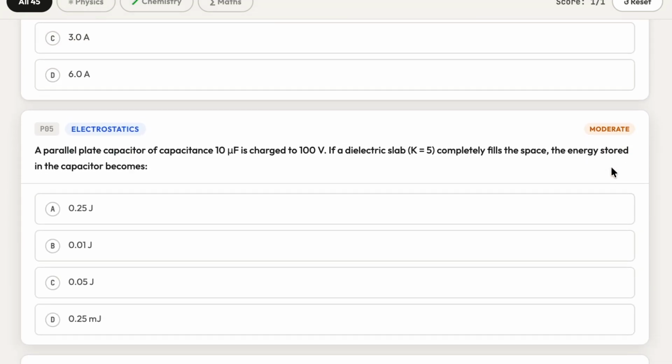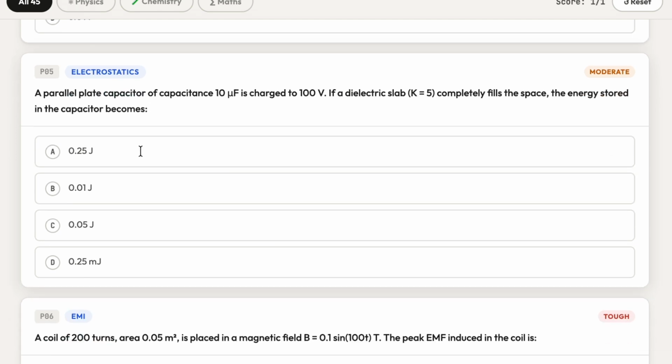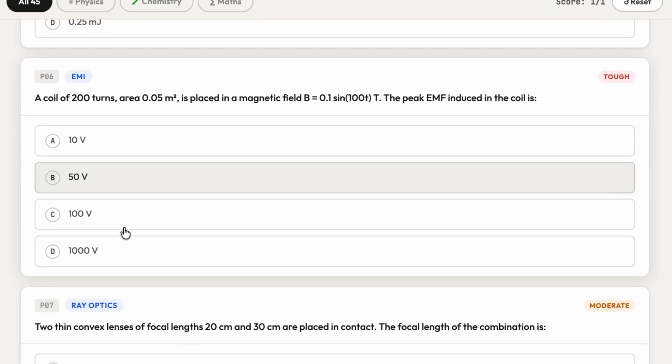Next, if we move ahead, you will find questions on electrostatics, EMI, ray optics. All these questions have been prepared based on the previous years' trends for physics, chemistry and maths. As you scroll down, we have separated it in a 15-15-15 manner, meaning 15 questions from physics, 15 from chemistry, 15 from maths. And if you are able to solve these questions, we can guarantee you that you can get very good marks in the JEE Main 2026 exam.